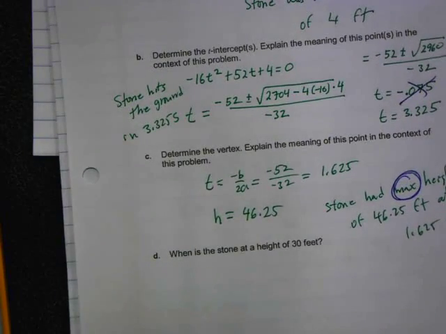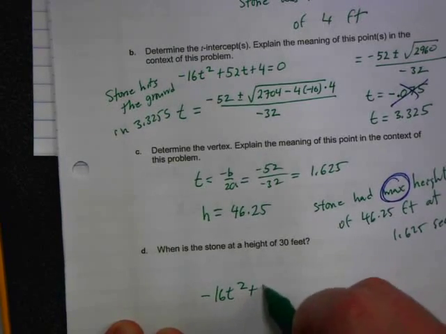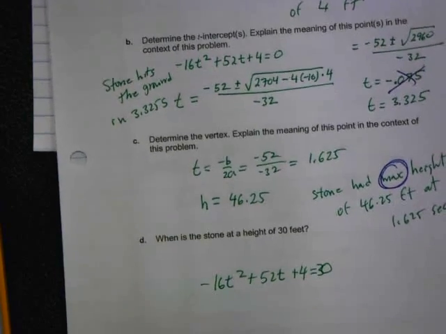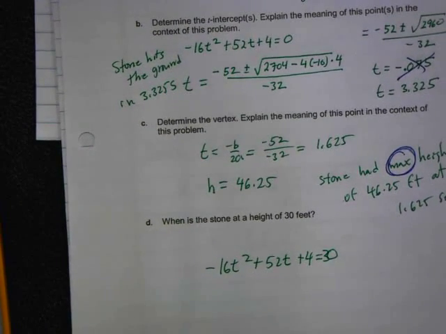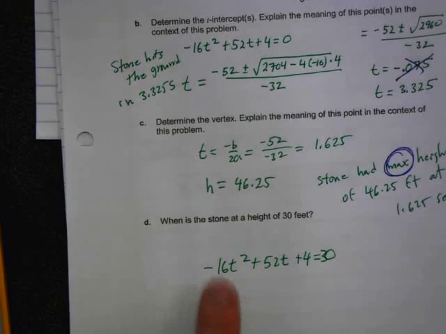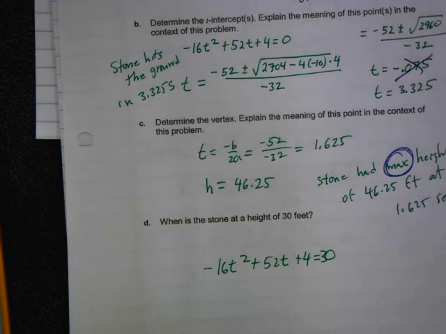Part D, I don't have time to finish, but all you would do is take negative 16t squared plus 52t plus 4 equals 30. And then you would have to solve that equation. How would you solve that equation? I would actually subtract the 30. Why would I subtract the 30? Because then I have it equal to 0, and then I can use the quadratic formula. I'm looking at that negative 16 out front, and I don't want to complete the square. So subtract the 30, and then use the quadratic formula would be my answer.